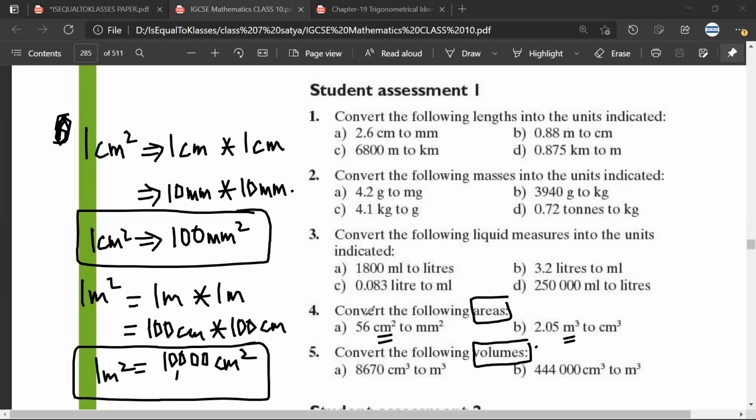So, from 56 centimeter square to millimeter square, will the number increase or decrease? Mr. Satya. So the number will, I think, decrease.